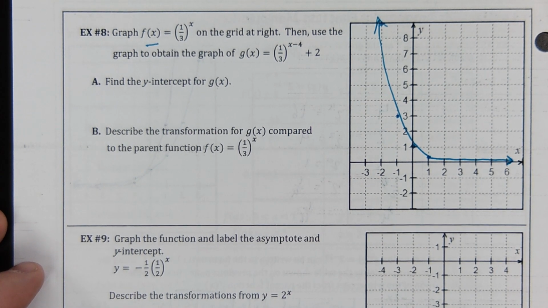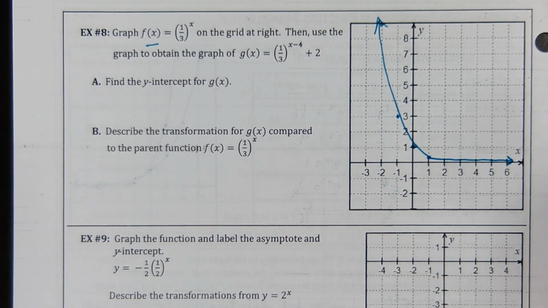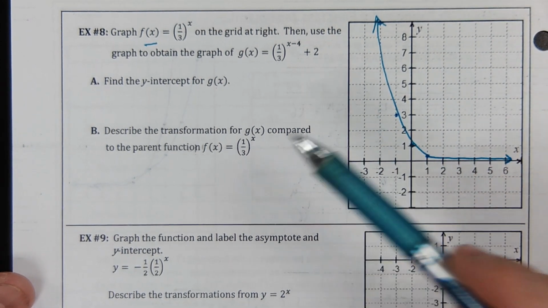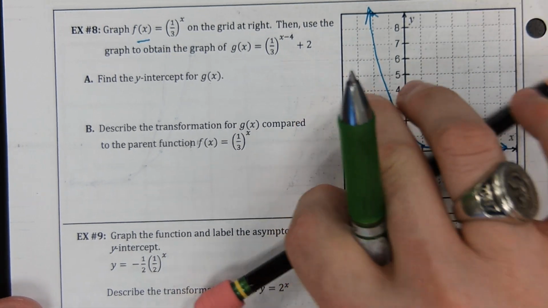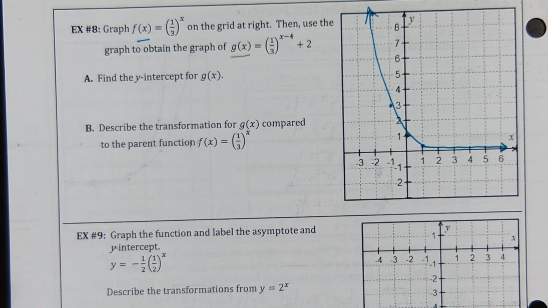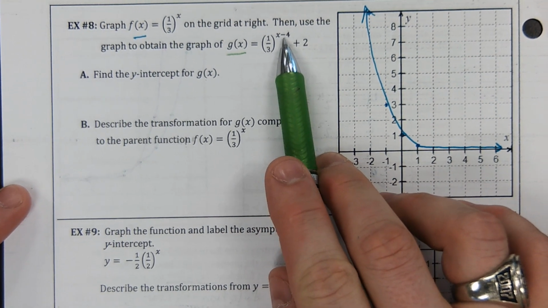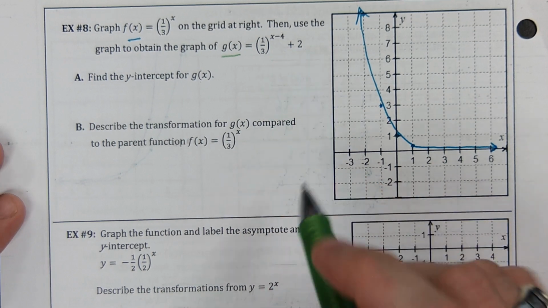Now we are going to graph this one. What I don't want to do is plug in values for x and subtract 4 and so on. I don't want to do any of that. Instead, what I want to do is understand transformations and go ahead and fill in part B right now. I'm going to describe the transformations for g of x. Right 4 units, up 2 units.